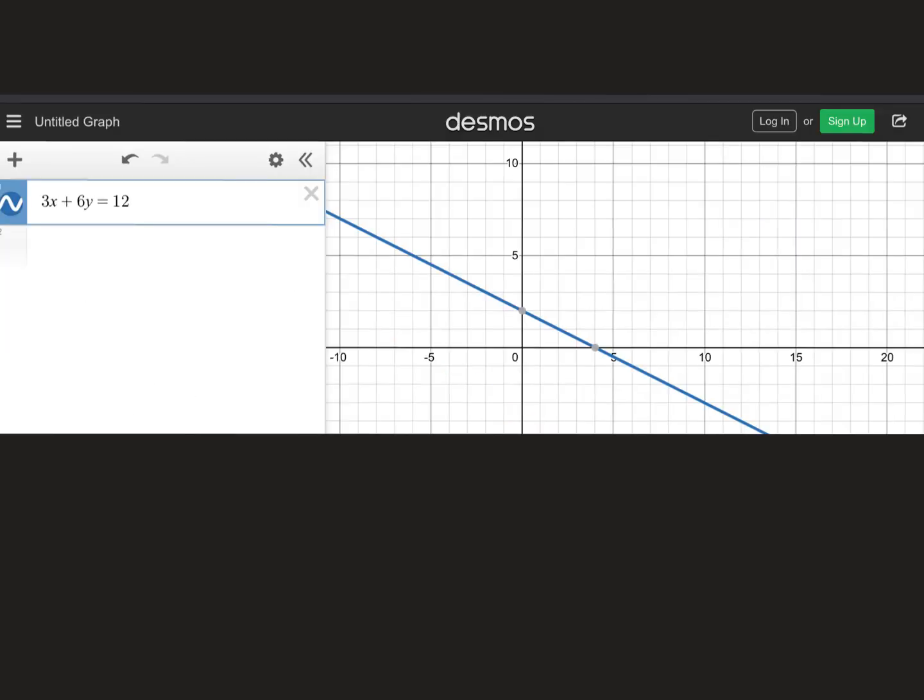And then I always think it's a good idea to verify using Desmos. And sure enough, if I type that equation into the Desmos calculator, there's my x-intercept at 4. And there is the y-intercept that I calculated at 2. So I've got a pretty good idea that I probably did it correctly.